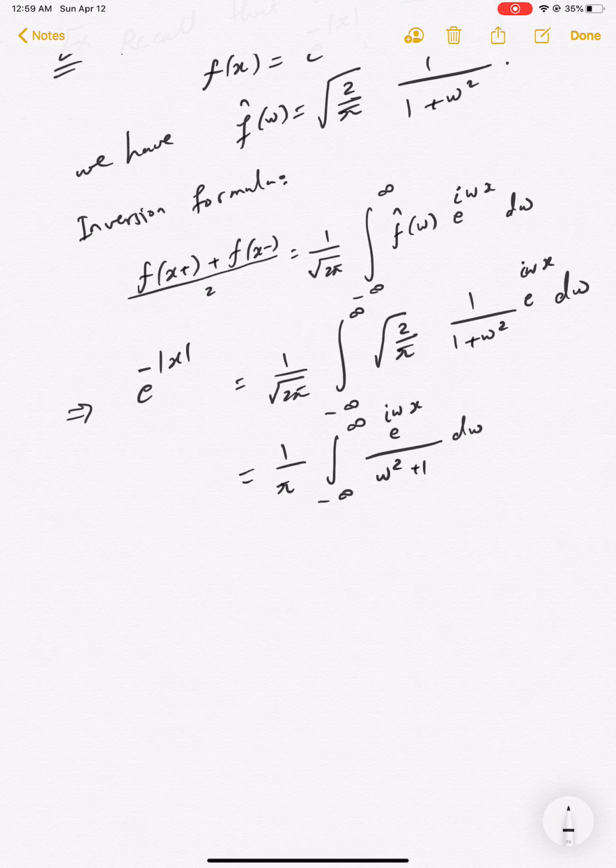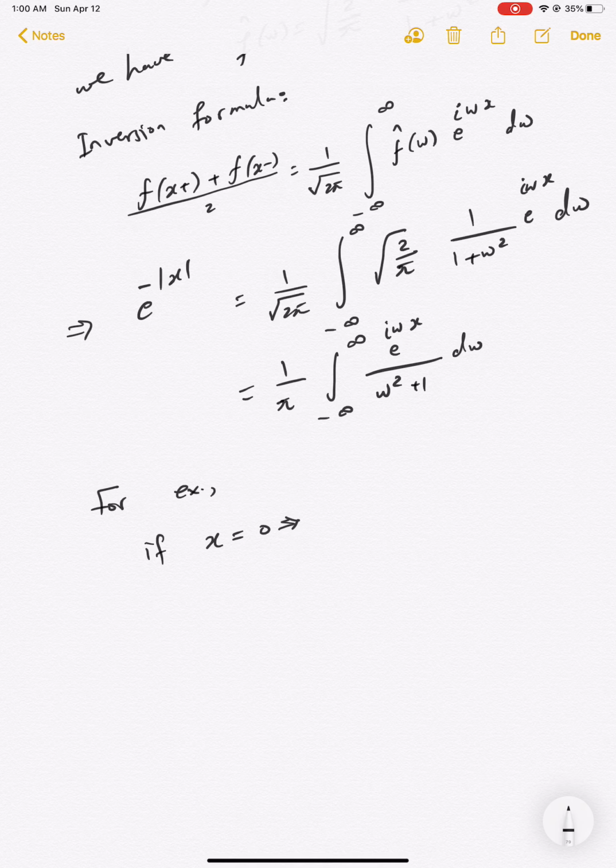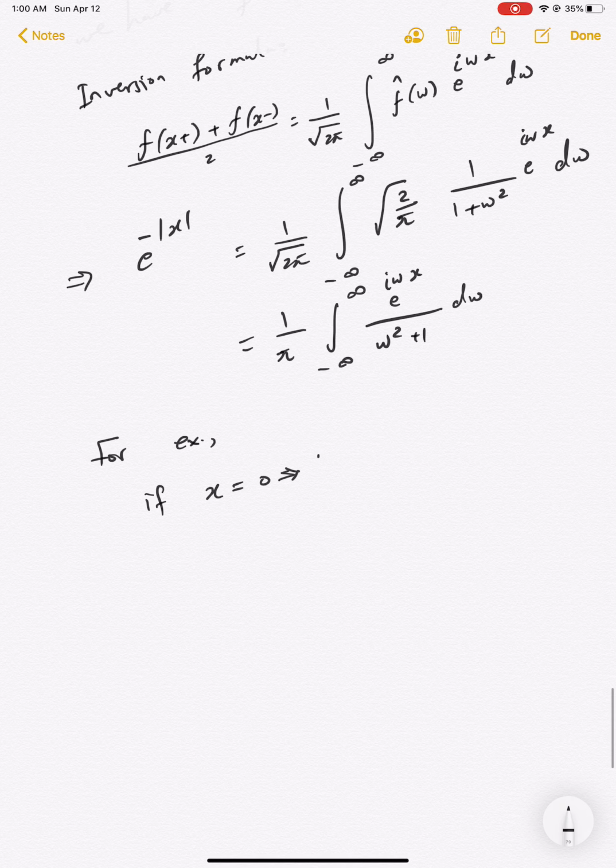What does it mean? Let's see what this means. For example, if you say, let's substitute x as 0. What does this equation mean? If you substitute it into e to the minus absolute x, you get 1.